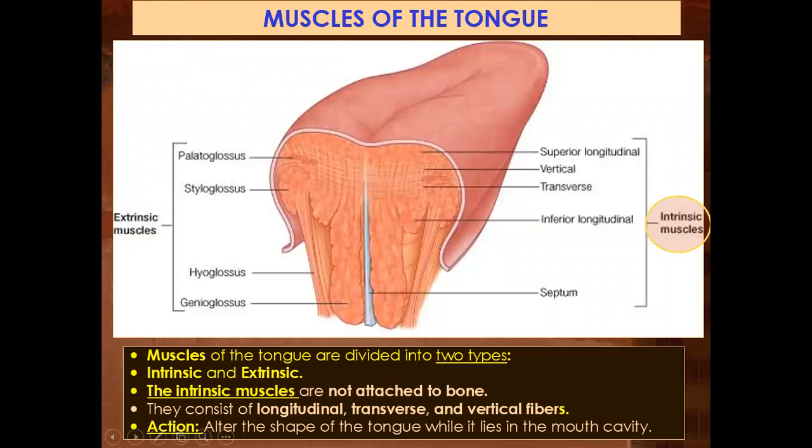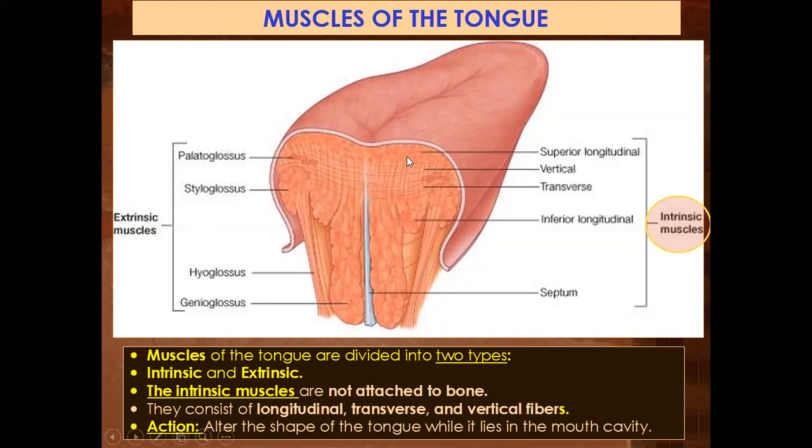Now coming to some of the muscles of the tongue. What are the muscles of the tongue? There are two types of muscles. One is called intrinsic muscles, which are smooth muscles, and the other is extrinsic muscles, which are skeletal muscles. The intrinsic muscles are not attached to any bone, so they are soft muscles. They consist of longitudinal, transverse, and vertical fibers.